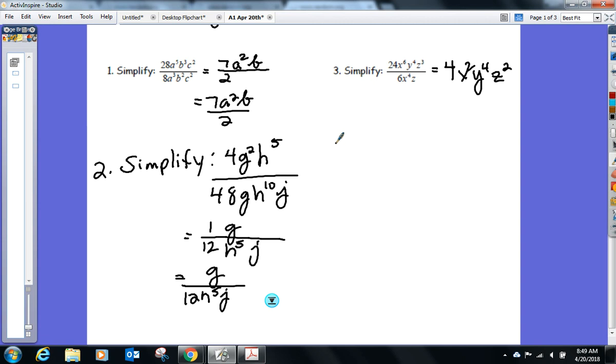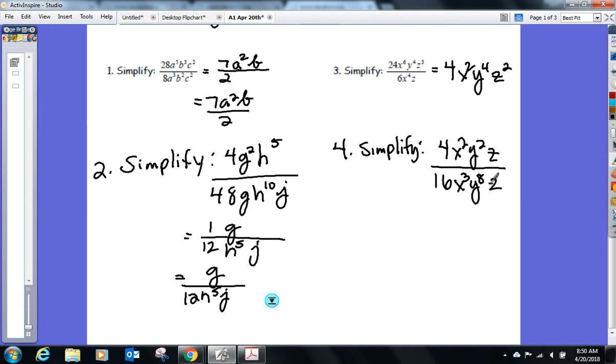And I got a number 4 for you as well. Hopefully you're not writing too big. Simplify the following. 4x squared y squared z over 16 x to the 3rd y to the 8th z.